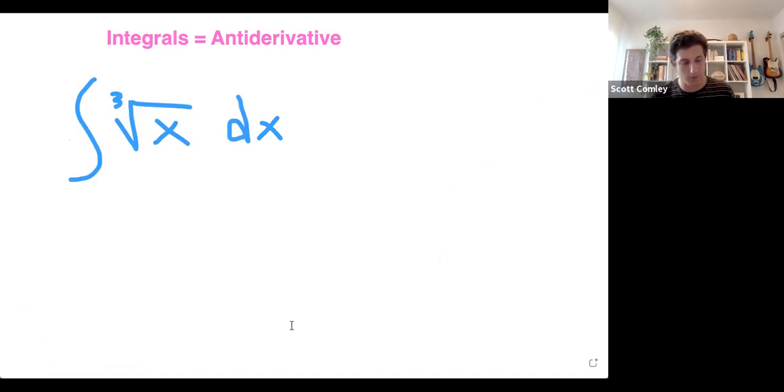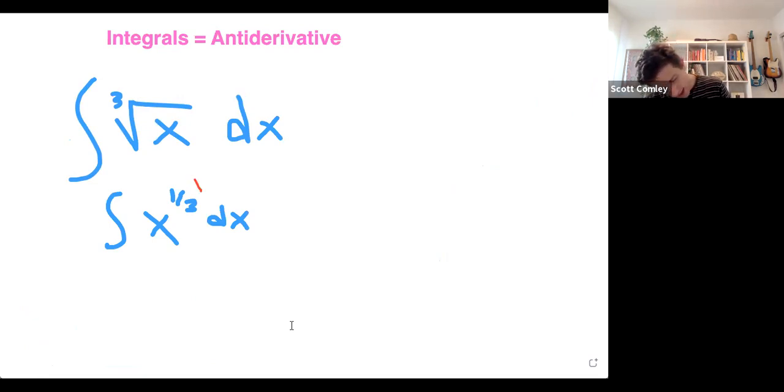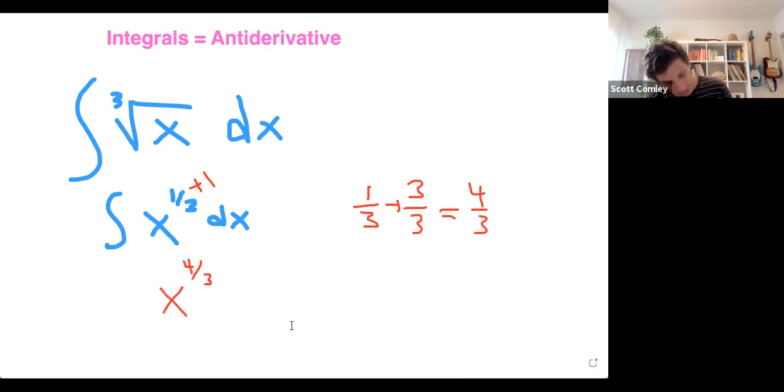Always rewrite your roots as an exponent, as a fraction. So the cube root of x is actually x to the 1/3. Okay, let's follow the same rules. We're going to add 1. Well, what's 1/3 plus 3/3? That's 4/3. So that's our new exponent. And then it's 1 over that new exponent. So really, 1 over a fraction, we're going to flip it. So it'll be 3/4 x to the 4/3.